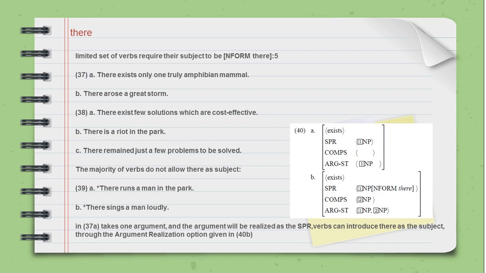The majority of verbs do not allow there as a subject. 39. A. There runs a man in the park. B. There sings a man loudly.